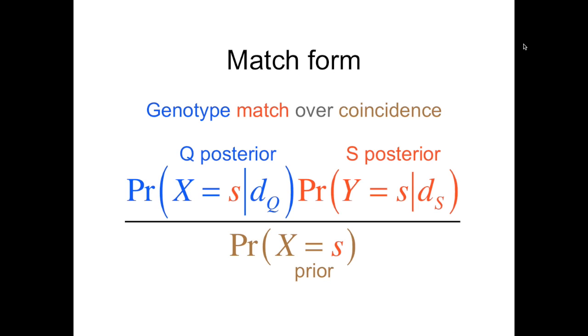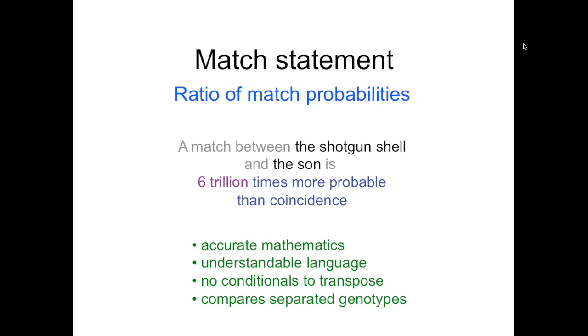So we have a match expression in the numerator. The coincidental match in Brown in the denominator is the chance of a random match in the population. So it's a genotype match of evidence and suspect divided by coincidence, and that translates into a very understandable match statement, now as a ratio of match probabilities. And as I wrote in the report, a match between the shotgun shell and the son is 6 trillion times more probable than coincidence. Again, the 6 trillion comes by multiplying together the likelihood ratios at all 15 loci.